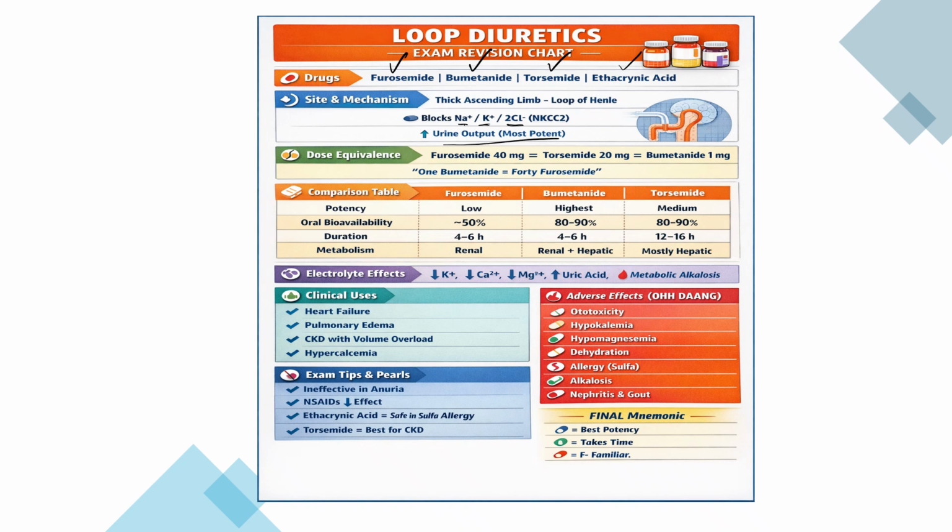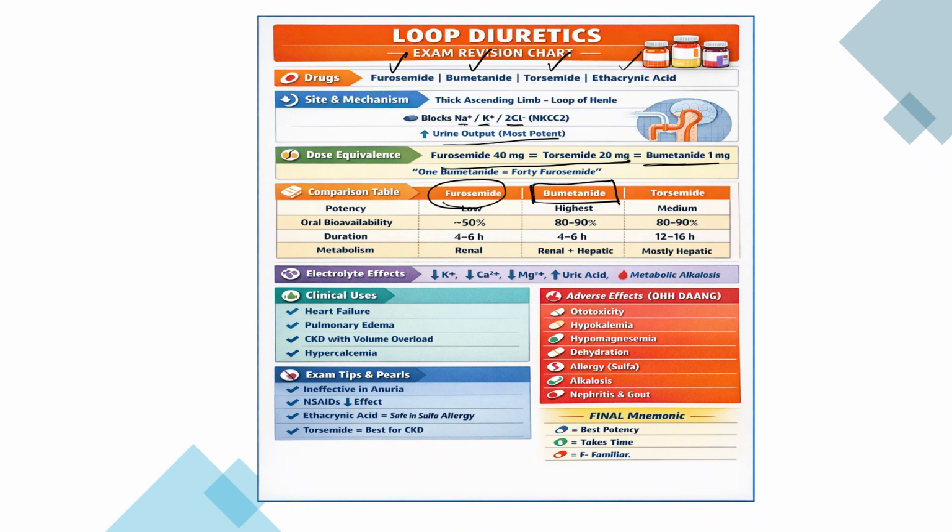If we look at the dosing, 40 of furosemide is equal to 20 of torsemide, which is equal to 1 milligram of bumex, which is called bumetanide. So we can also say that 1 bumex is equal to 40 of furosemide. The most common drug which we use in loop diuretics is furosemide. If someone has diuretic resistance, then we should always use bumex because bumex has high potency. It is very potent and it is used in diuretic resistance.